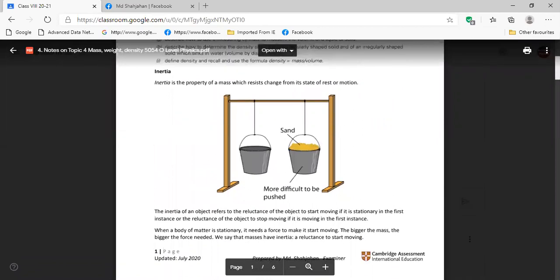here is inertia. Can you read please from inertia? Yes, sir. Inertia is a property of a mass which resists change from a state of rest or motion. The inertia of an object refers to the reluctance of the object to start moving if it is stationary in the first instance, or the reluctance of the object to stop moving if it is moving in the first instance. When a body of matter is stationary, it needs a force to make it start moving. The bigger the mass, the bigger the force needed. We say that masses have inertia, a reluctance to start moving. So the examples I gave you, they are saying the same thing here, right? Yes, sir. Whatever I discussed about the inertia thing.